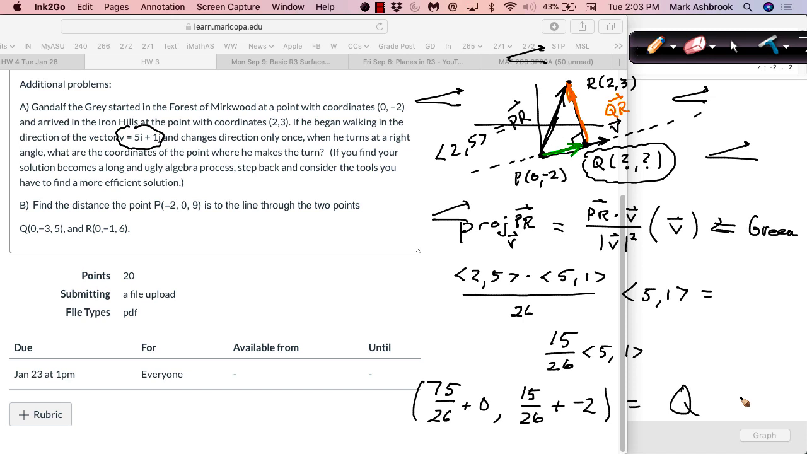So yes, that's it. Find the vector PR. The vector projection onto the vector V is the perfect vector. It points right at Q. Right? It takes us right to Q.